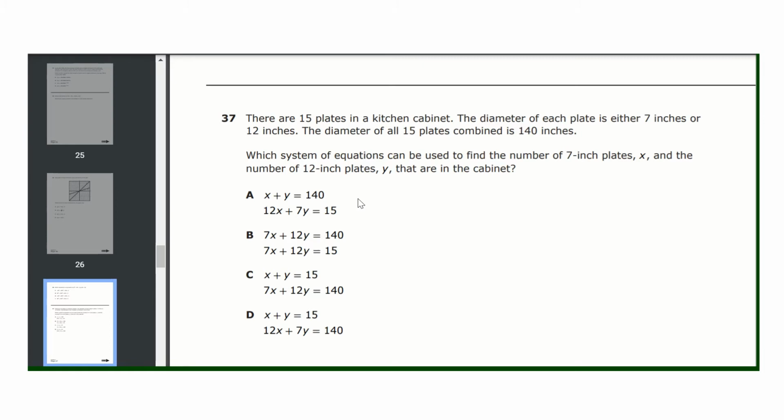A, x plus y is 140, and 12x plus 7y is 15. B, 7x plus 12y equals 140, and 7x plus 12y equals 15. C, x plus y is 15, 7x plus 12y is 140. Or D, x plus y is 15, 12x plus 7y is 140.